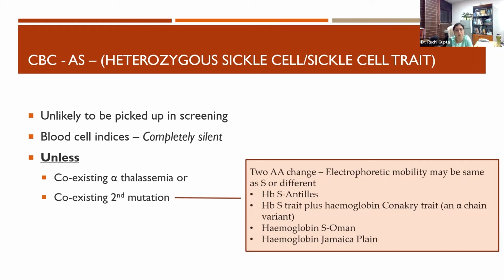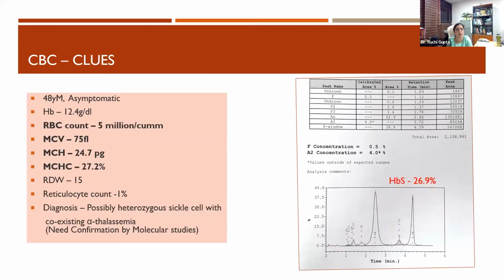But the electrophoretic mobility of the second mutation might result in an additional band on HPLC and electrophoresis, or it might co-migrate with HbS. So in these conditions, eventually you will have to put up molecular tests to resolve this situation. So I'll bring this forward with an example.